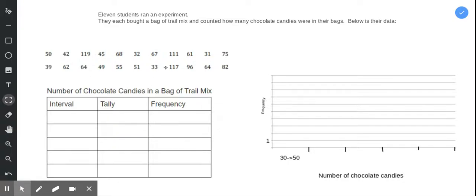Now we're going to see, when I'm looking at my data, which way I want to organize it. We've talked about dot plots and frequency tables, and now we're going to look at histograms and why we would use a histogram instead of a dot plot.